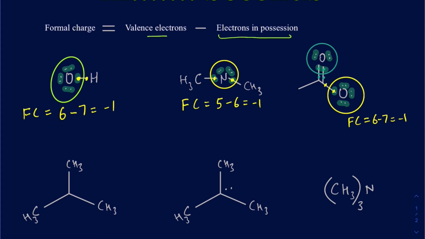So the formal charge on this particular oxygen atom: still 6 valence electrons on the oxygen. Remember, you're able to look at the valence electrons from the periodic table. Minus how many electrons I have in possession? Well, I've got 6 now. So it's going to be 6 minus 6. That's going to give you a formal charge of 0.